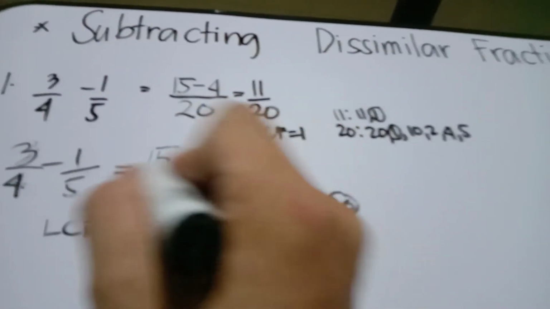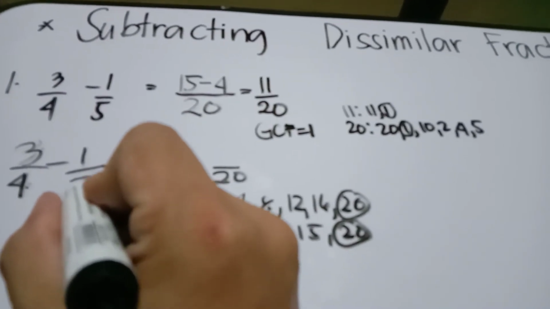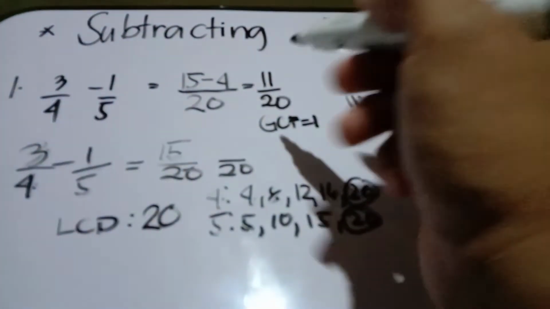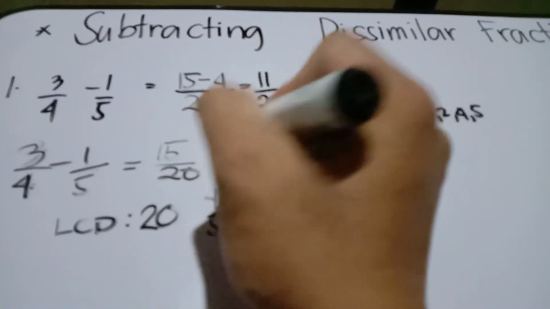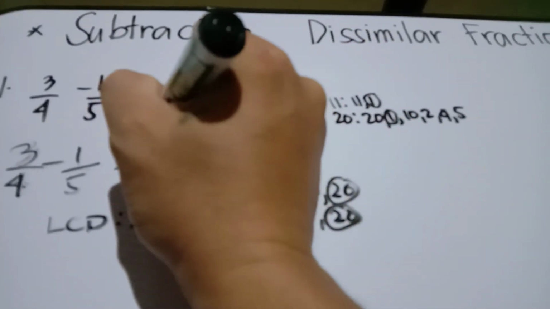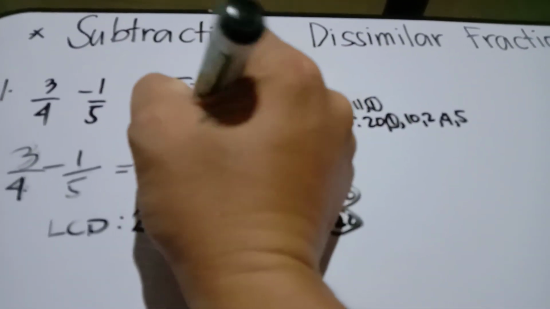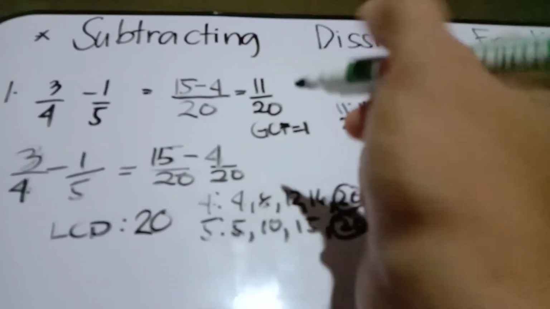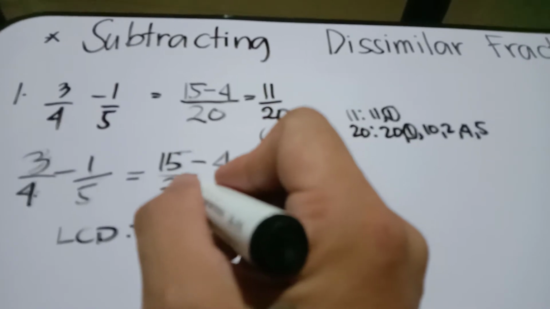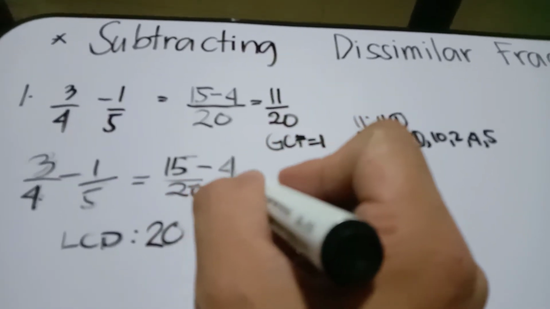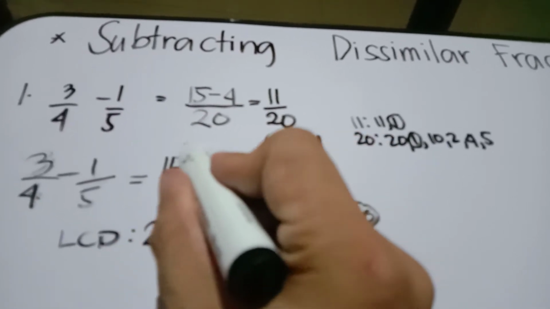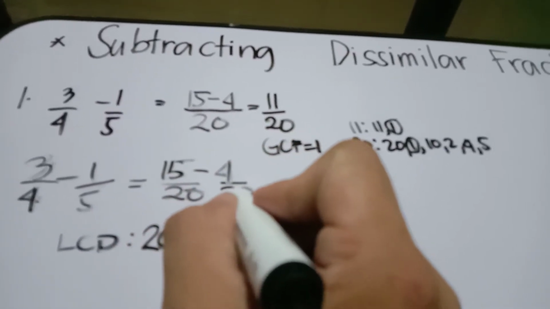Next, 20 divided by 5 is equal to 4. Then 4 times 1 is equal to 4. Okay, teka lang, 15 over 20 and 4 over 20 are similar fractions. Similar fractions na po ang 15 over 20 and 4 over 20.